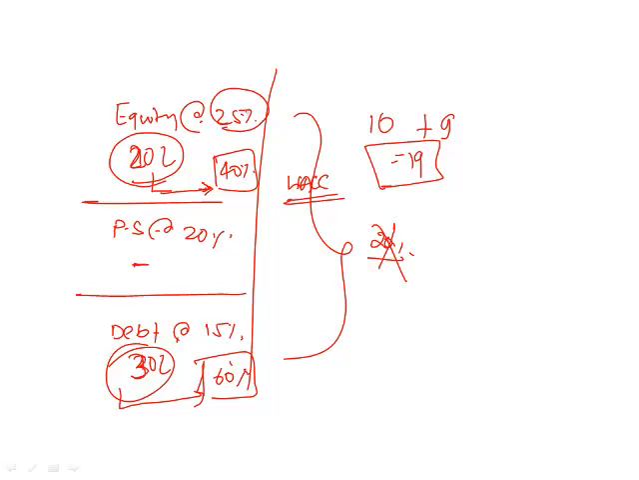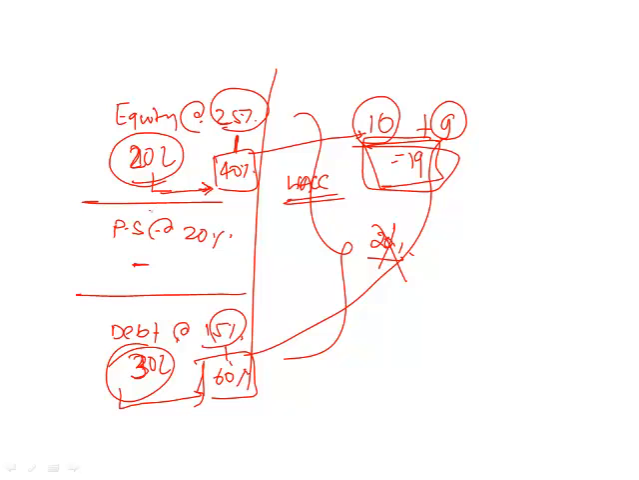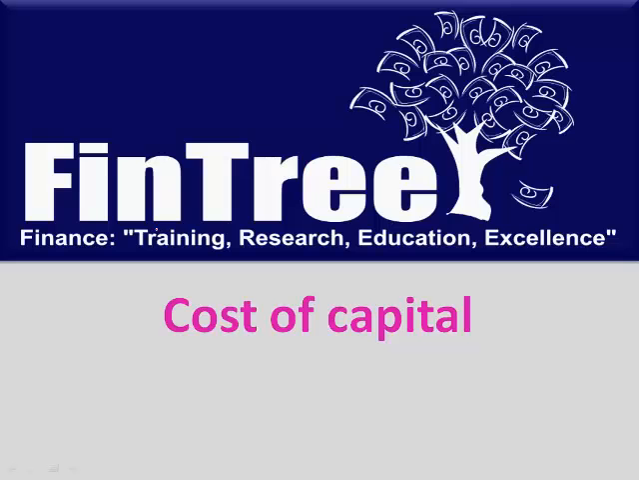Cost is how much? 25. So 25 into 40% is how much? 10. 15 into 60% is how much? 9. So weighted average cost of capital is how much? 19. Okay? Now let's start step by step. Let's start with first cost of debt.